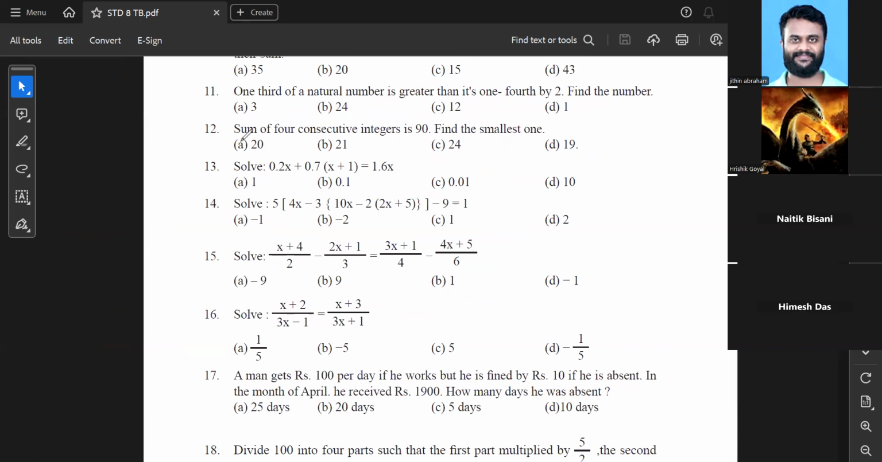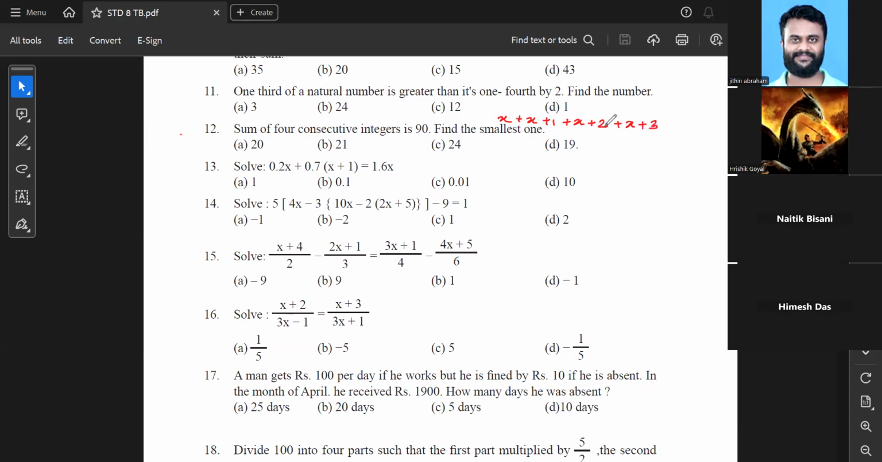So the statement says the sum of four consecutive integers is 90. Find the smallest one. Let me say the smallest one is x, which means the other numbers are: the first number is x, the next number will be x plus 1, the next will be x plus 2, and the next will be x plus 3, because it is increasing by 1.